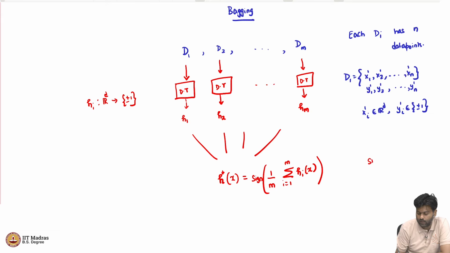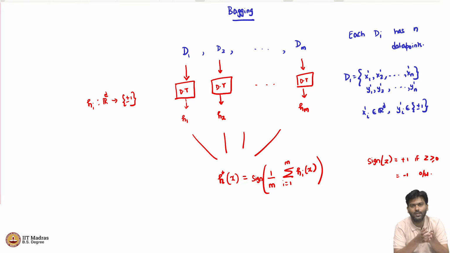Right. So, in this case I am defining sign of z to be plus 1 if z is greater than or equal to 0, and minus 1 otherwise. So, basically what you are doing is taking a majority vote, right. So, when will the sign be plus 1? If the majority of H1 to Hm say the actual label is plus 1, then the average would be positive, otherwise the average is going to be negative, right.